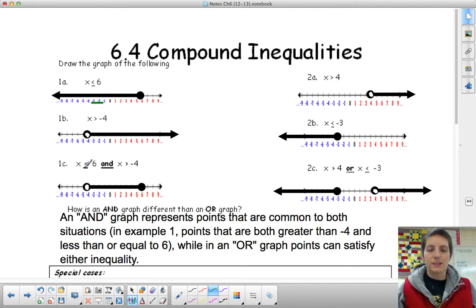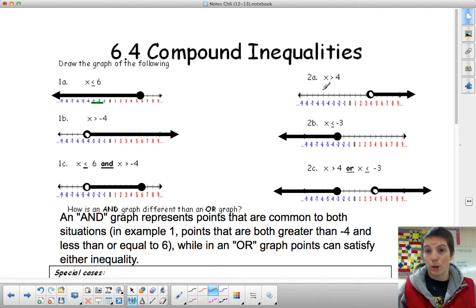When we look at part C, now they take those two things and they put them together. They say, well, where are the points where the x value is less than or equal to 6 and the x value is greater than -4? And that's all of these points in between -4 and +6. They have values that are less than 6 and greater than -4. Let's look at number 2.